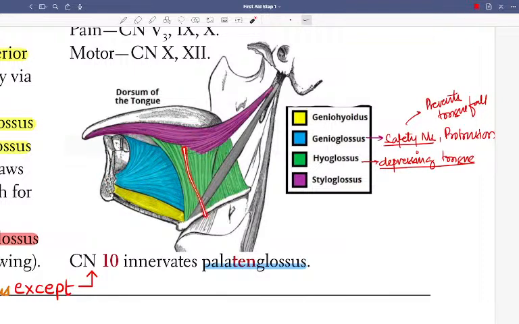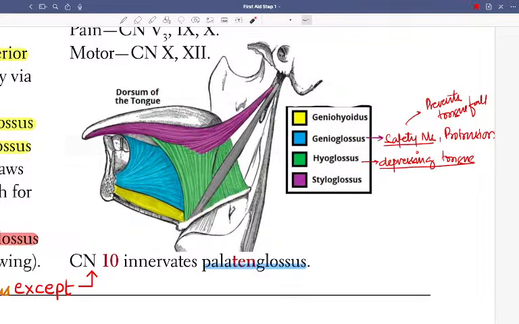Obviously, it will pull the tongue down. Genioglossus is the safety muscle and the protruder, which prevents the tongue from falling back. Remember there are two genioglossus muscles.